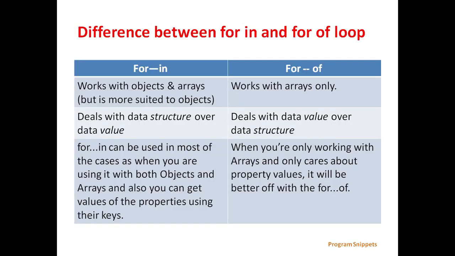The difference between for in and for of loops is that the for in loop works with objects and arrays, but it is more suitable for objects. And the for of loop works with arrays only. The for in loop deals with the data structure over the data value, whereas the for of loop deals with the data value over the data structure. For in can be used in most cases, as you can use it with both objects and arrays, and also you can get the values of the properties using their keys. And when you are only working with arrays and only care about the property value, it is better to use the for of loop.